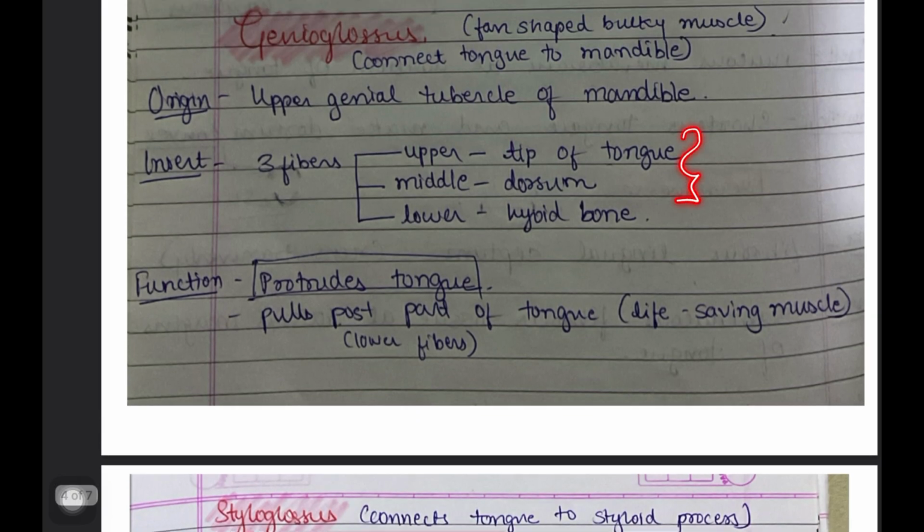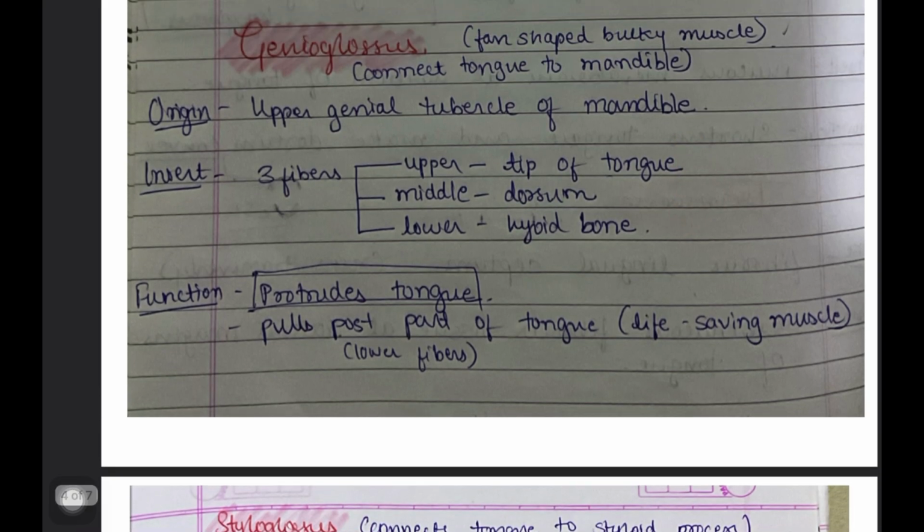But here it basically inserts into the tongue. That's why it is genioglossus. Now function: it protrudes the tongue. It brings the tongue out. It pulls it out, okay, of the mouth. It pulls the posterior part of the tongue.